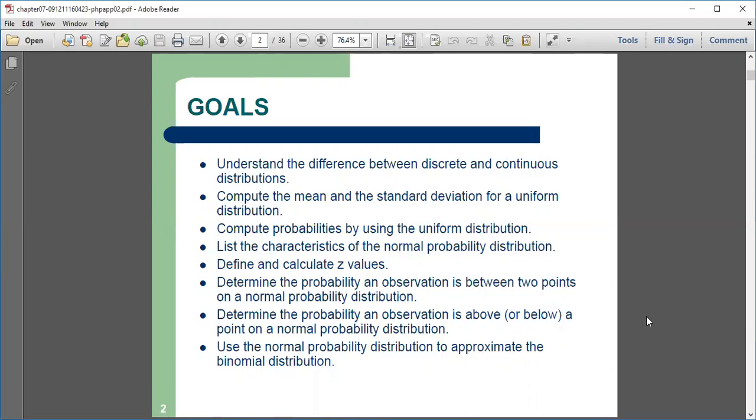So next we will define and calculate the z values, and then we will see how to determine the probabilities between 2 points on a normal probability distribution, and then how a normal probability distribution can approximate the binomial distribution. In the previous chapter, we saw how the Poisson distribution approximates the binomial distribution, when n is greater than or equal to 20, or the probability of success is less than 5%. In simple words, a large n and a small probability of success. At that point the binomial distribution is approximated by the Poisson probability distribution.